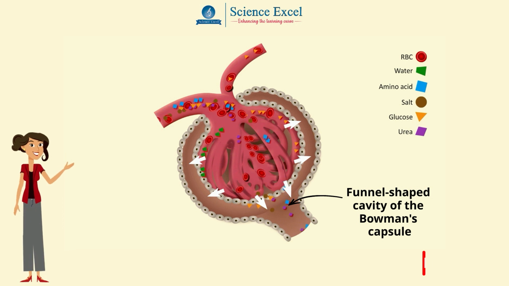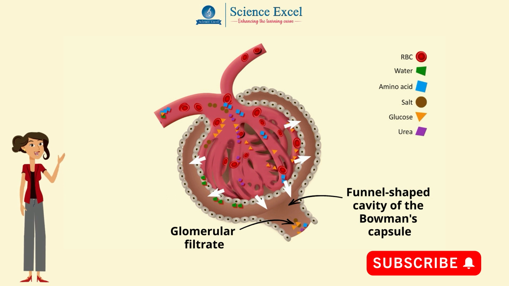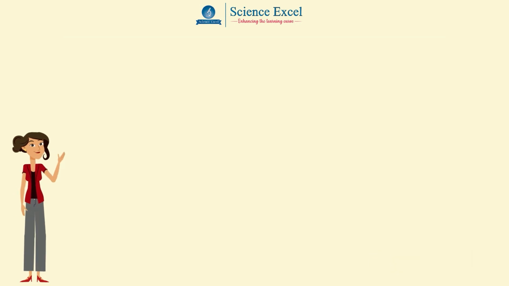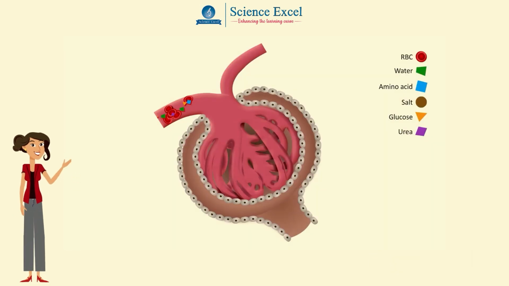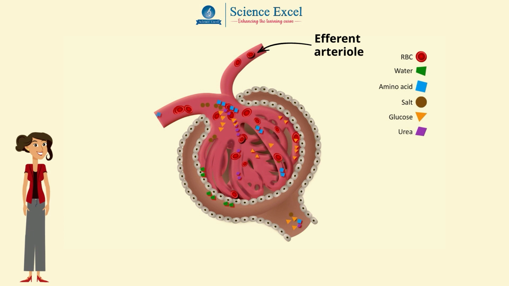This fluid entering the renal tubule after filtration is called the glomerular filtrate. Large molecules such as red blood cells, white blood cells and plasma proteins cannot cross the plasma membrane due to their large size. This thicker part of the blood left behind in the glomerulus after ultrafiltration is carried away from the glomerulus through the efferent arteriole.